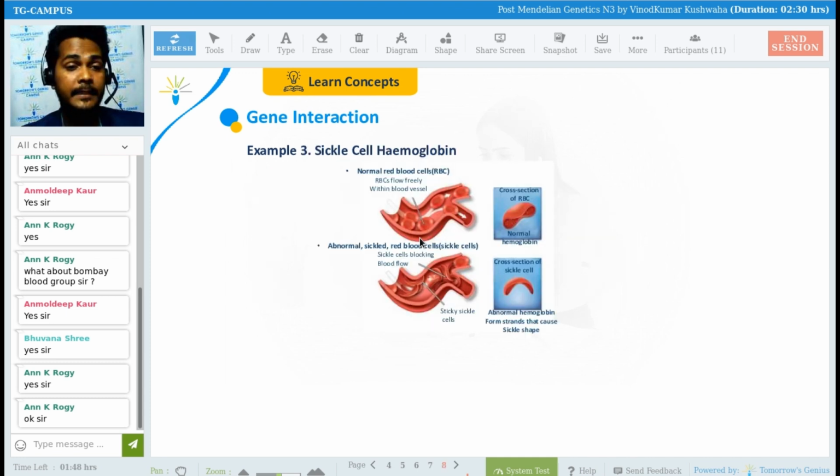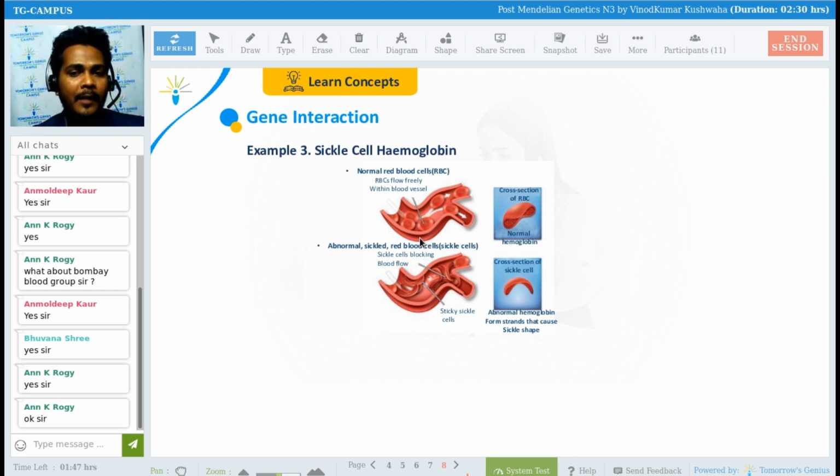Now let's try to understand the third example of codominance: sickle cell hemoglobin. Now you know very well what sickle cell is. If you don't know, then let's focus on this sickle cell hemoglobin. You know that we have RBC, that is red blood cells. Due to certain conditions, they become sickle-shaped, and that's why it is named sickle cell hemoglobin. So what is this exactly?